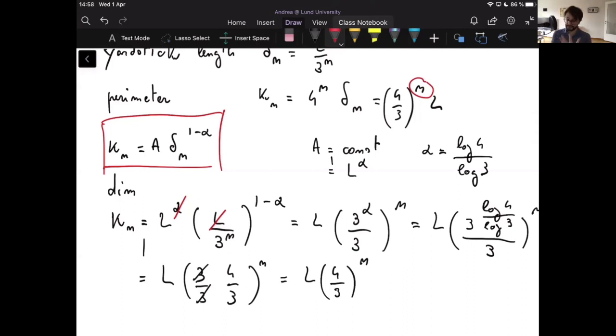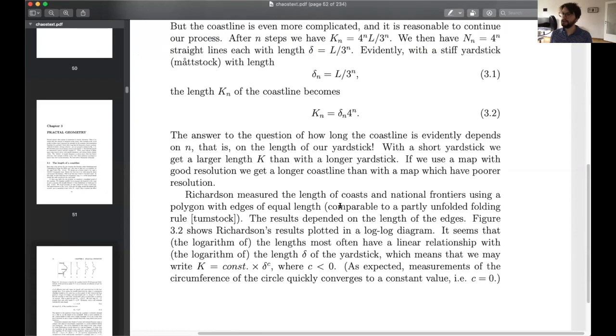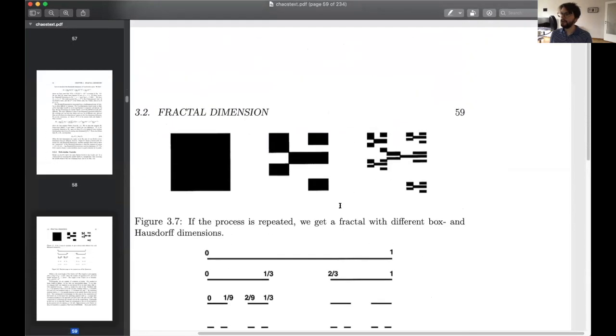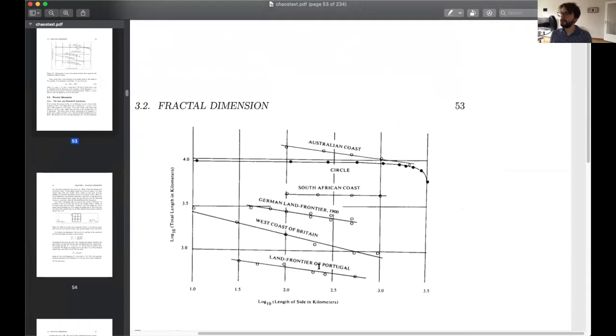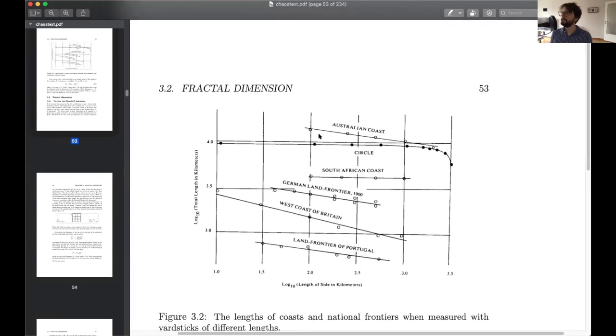So this is what the power law really represents the process. So let's stop sharing, or let's share the text once again. Then you can see different coasts: Great Britain, Germany, West Coast, Portugal. So they all follow these power laws.